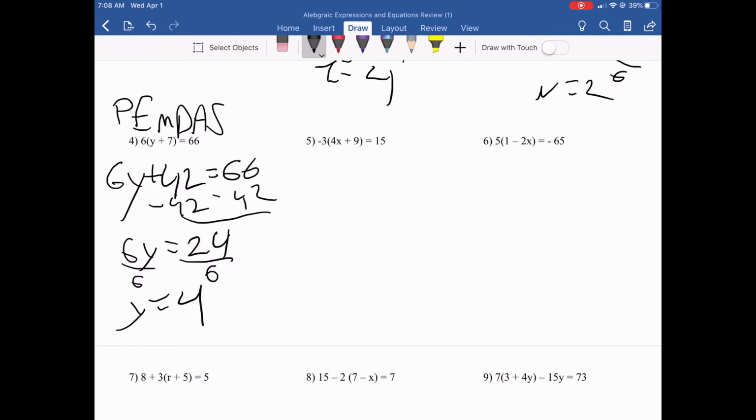Don't believe me? 6 times 4 is 24. 6 times 7 is 42. 42 plus 24 is 66.